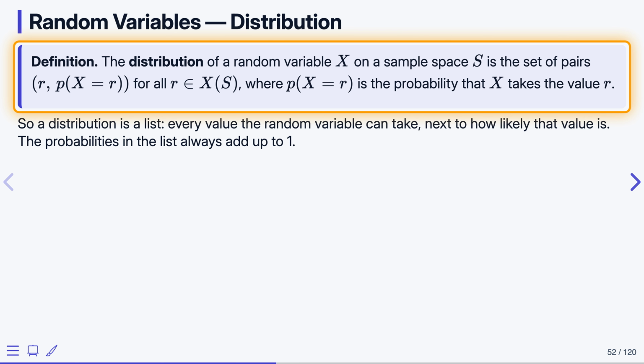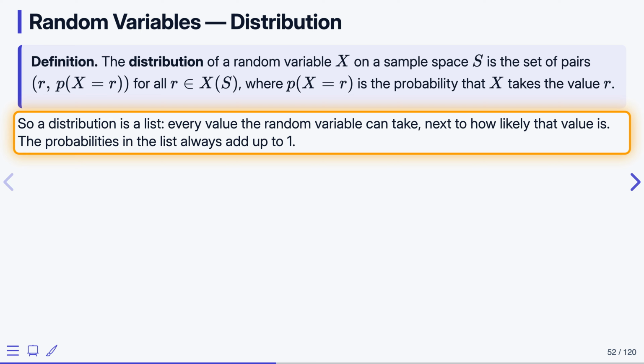The distribution of a random variable lists each value it can take, together with the probability of that value. Think of it as a table with two columns, the value on the left and its probability on the right. Because the variable must take some value, the probabilities in the table always add up to 1. Let's build one.